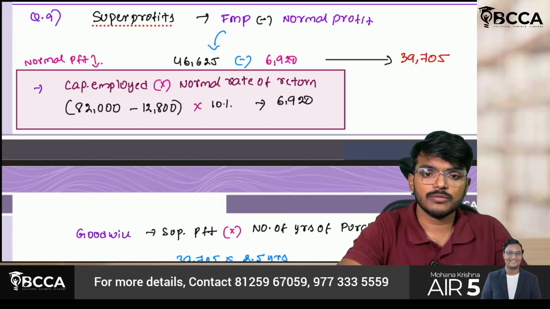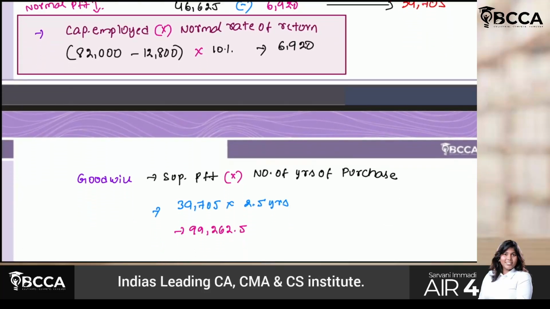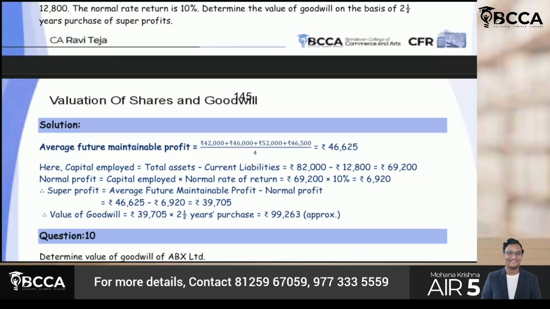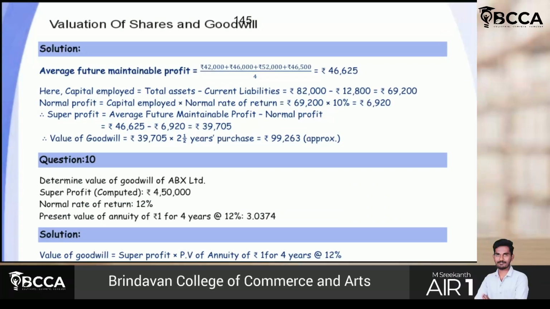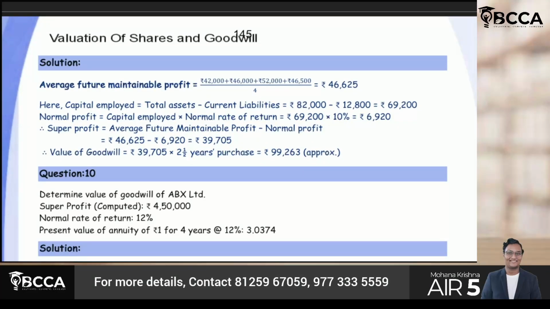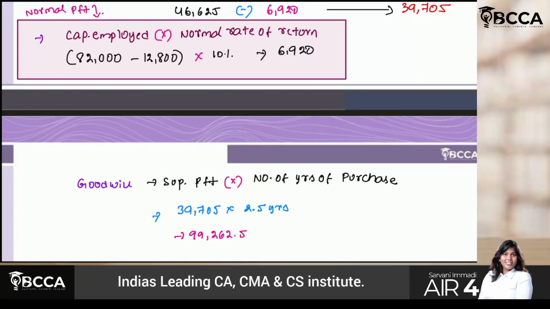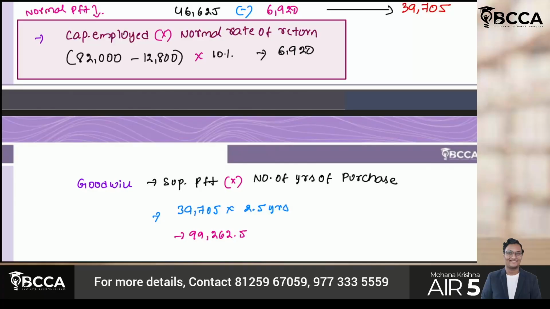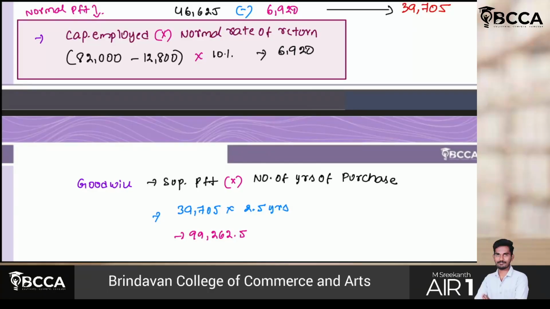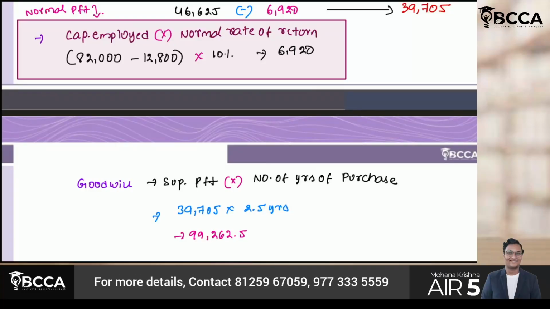I think no doubts. So please check this. Please copy if you are fine. Let us check the answer. 99,262.5. Yes, it is correct. The super profit is also correct. So nice, I think we are fine. Please copy this if you want. I think all these are very basic questions, no complications at all till now. Everything is quite normal.